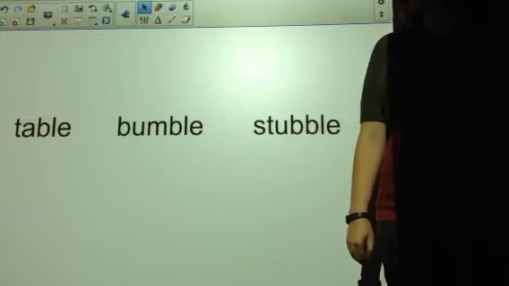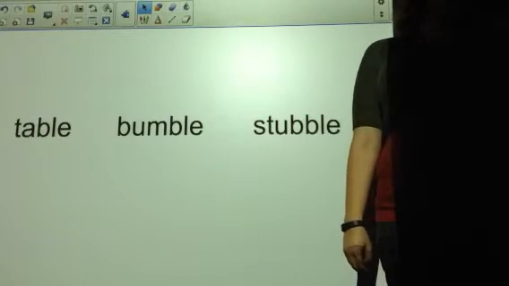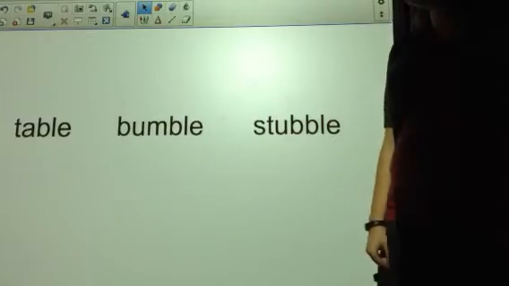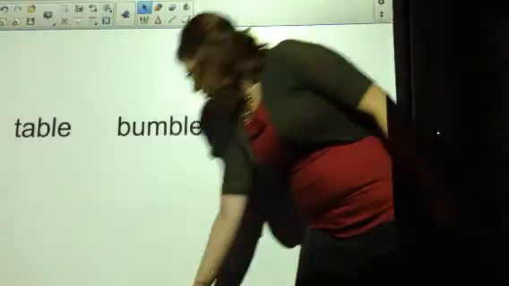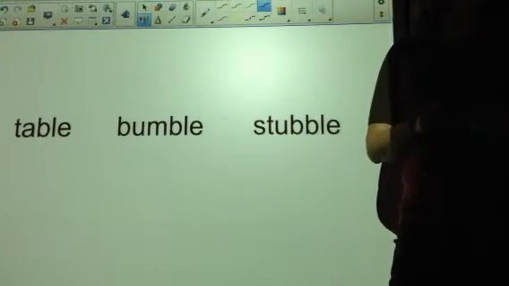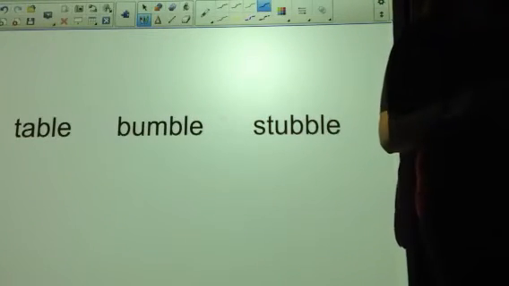B-L-E. That's right. Final stable B-L-E is a final stable syllable. Why do we call it final? Because it's at the end. Very nice. Good job. It is at the end of the word. Why do you think we call it stable?